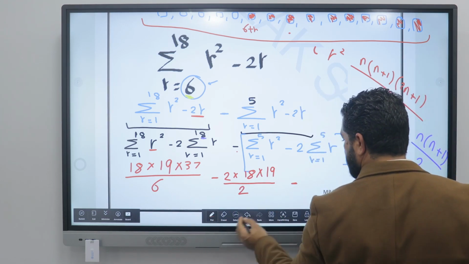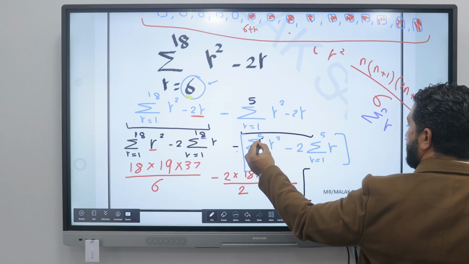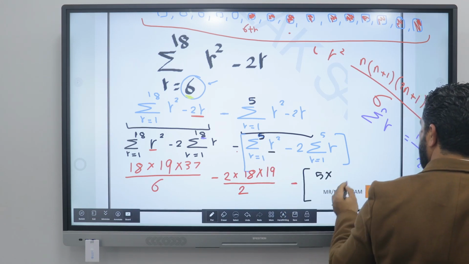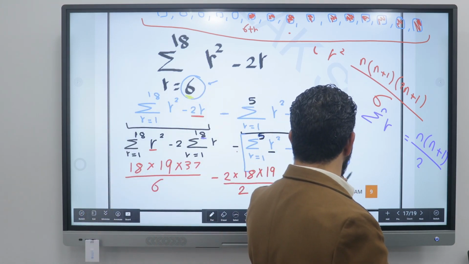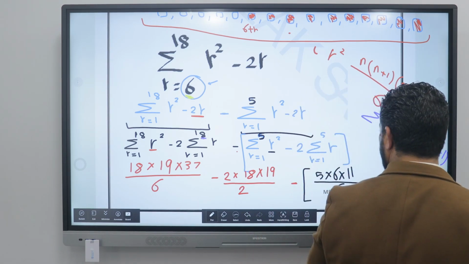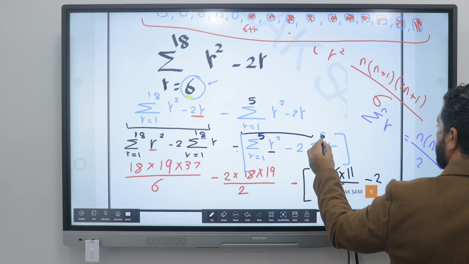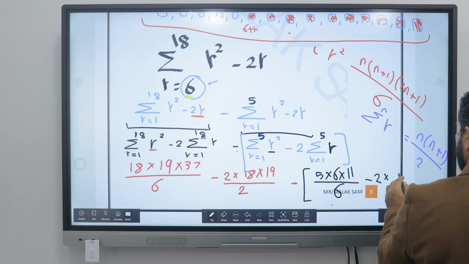Same thing exactly here. Here n is 5, and here r to the power of 2, so it will be 5. That's n plus 1, so 5 plus 1 is going to be 6, and 2n plus 1 is 2 times 5, 10, plus 1, 11, all divided by 6, minus 2. Okay, here we have the summation of 5, so the sequence here is r, so 2 times 5, n plus 1, 6, divided by 2.